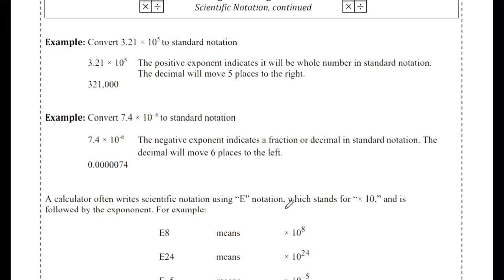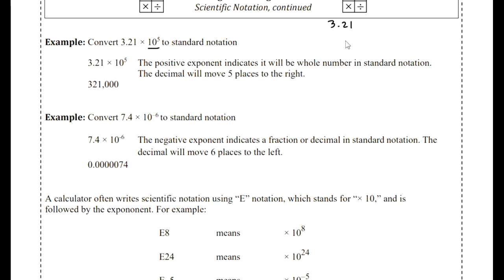We can also go in reverse. If we're given scientific notation, we can convert it back to standard notation. For example, 3.21 times 10 to the 5th power. So we'll take our 3.21. 10 to the 5th is 10 times itself 5 times. That's a large number. It's certainly larger than 3.21.